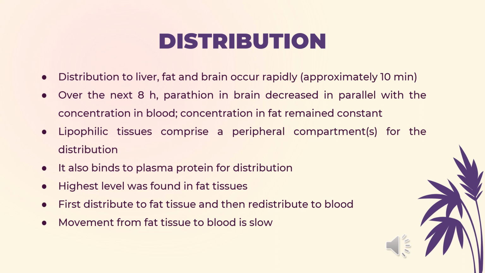Distribution of parathion to liver, fat, and brain occurs rapidly, in approximately 10 minutes. Over the next 8 hours, the amount of parathion in the brain decreases in parallel with the concentration in blood, whereas the concentration in fat remains constant. This observation suggests that lipophilic tissues such as brain and fat comprise a peripheral compartment for the distribution of methyl parathion and other organophosphorus insecticides.